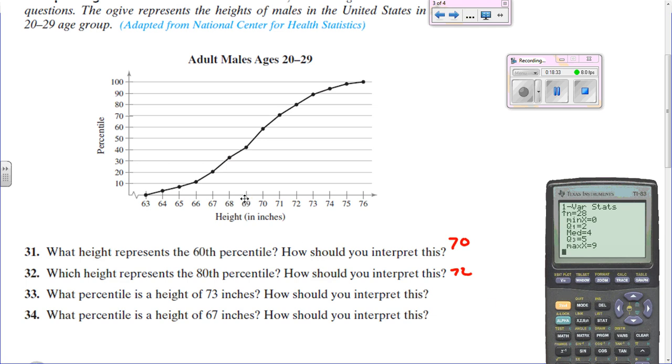What percentile is a height of 73 inches? You just go over 73, go up to the percentile rank. It would be about 90. And what percentile is a height of 67 inches? That would be a little more than 20, so maybe 21.